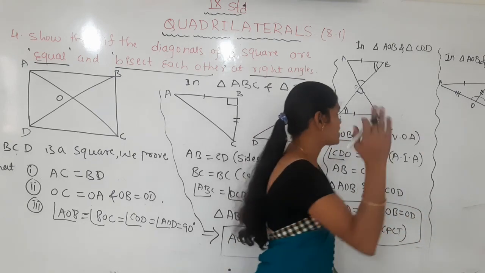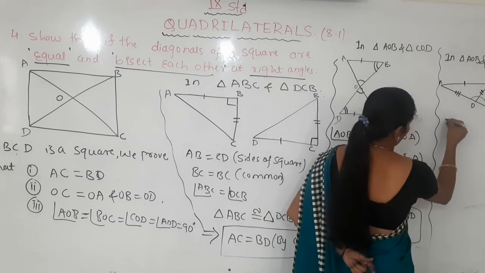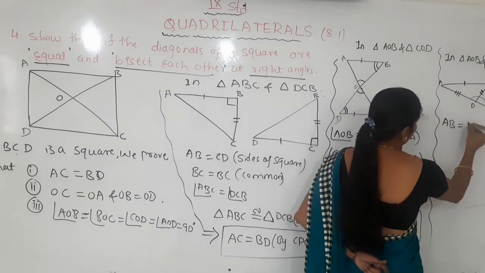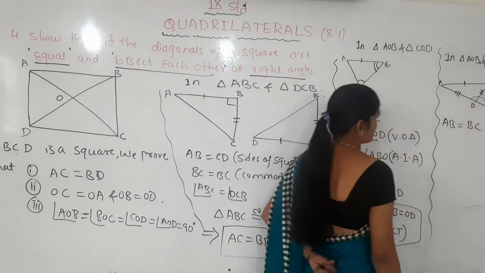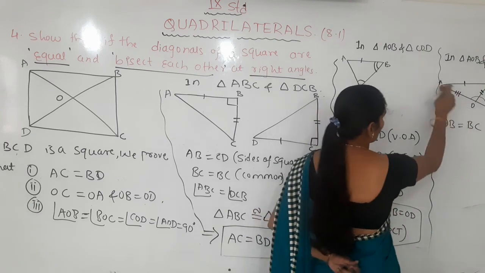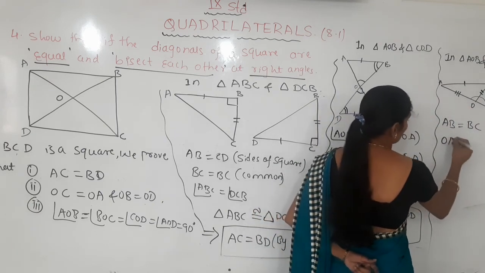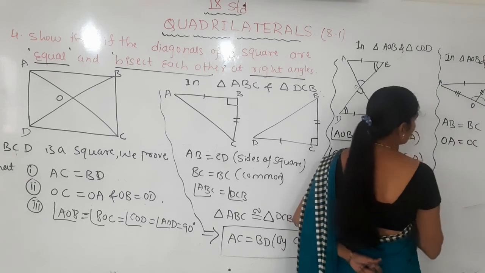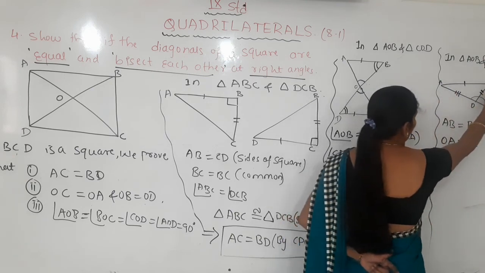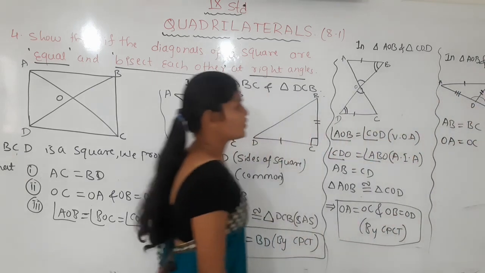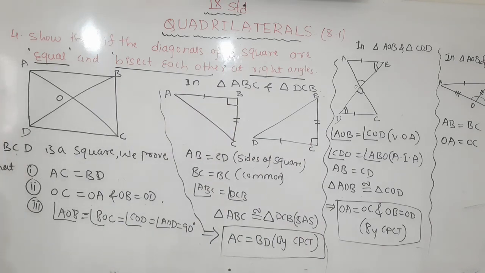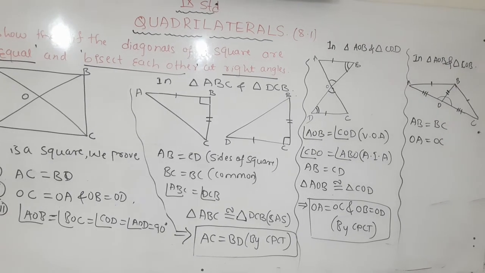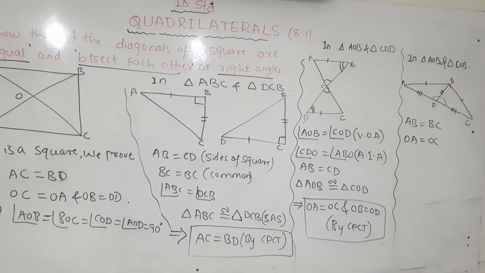Madam, right? Come here. In this triangle, AB is equal to BC, sides of the square. And OA equals OC, already we proved. Then AB equals BC, got it. And OA equals OC, got it. Just a little move here. Okay.